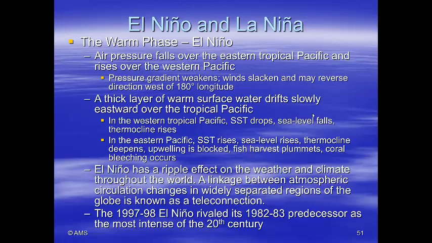El Niño has a ripple effect on the weather and climate throughout the world. A linkage between the atmospheric circulation changes in widely separated regions of the globe is known as a teleconnection. In 1997-98, the El Niño rivaled its 1982-83 predecessor as the most intense in the 20th century.